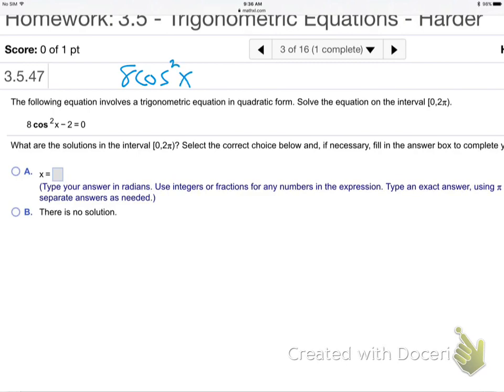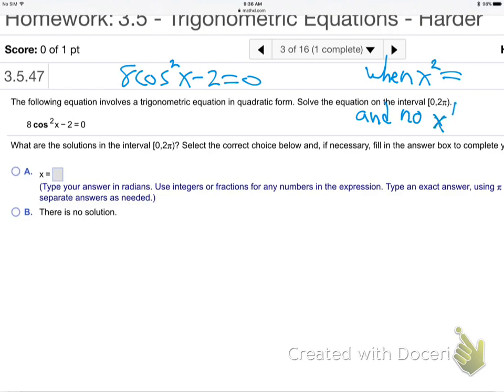8 cosine squared minus 2 equals 0. How should you do that? Let me mention, when you have x squared or cosine squared or whatever, with an equal sign. Now, I just gave you instructions. I said, hey, get a 0. Well, that wasn't the whole story. When you have x squared with an equal sign and no x to the first.